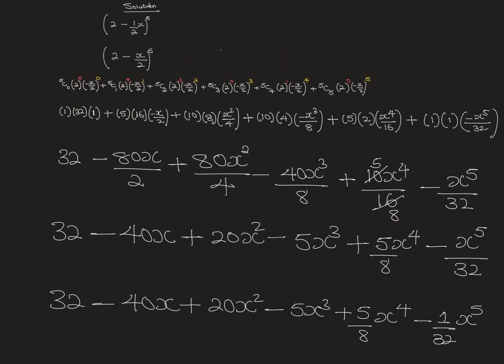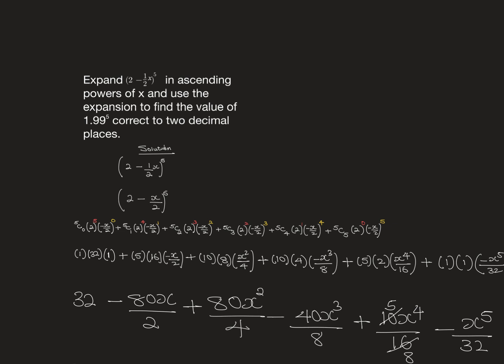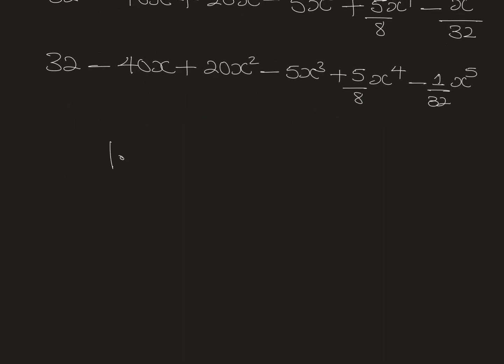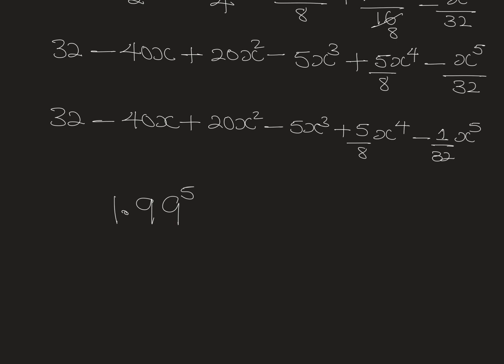So moving on to answer the second part of the question, it says use the expansion to find the value of 1.99 to the power 5 correct to 2 decimal places. Okay, so we have 1.99 to the power 5. We want to find the approximate value of this. Okay, but we have to make sure that we use this binomial expansion to get to that answer.